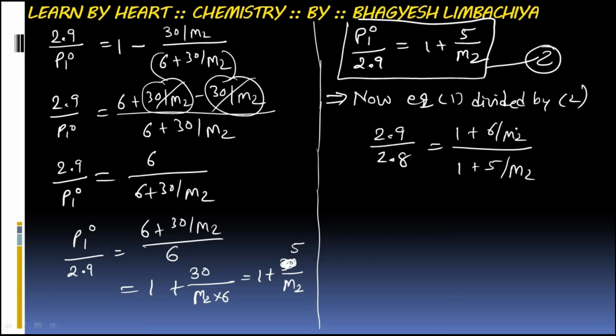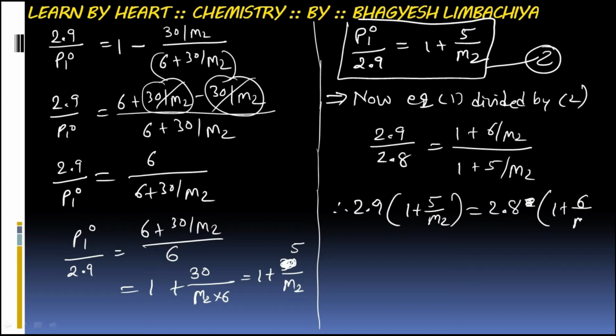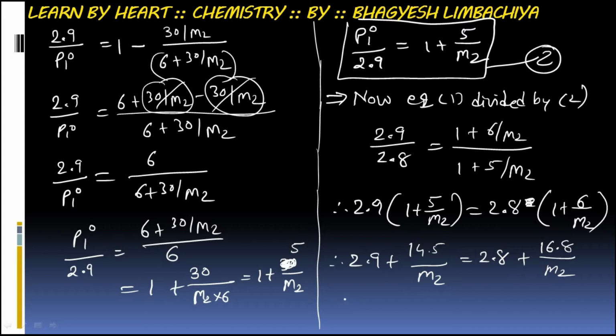And here 1 plus 5 by m2 is multiplied to the left hand side, and the 2.8 is multiplied to the right hand side. So 2.9 multiplied with 1 plus 5 by m2 equals 2.8 multiplied by 1 plus 6 by m2. So 2.9 plus 14.5, 2.9 and 5 both are multiplied by m2 equals 2.8 plus 16.8 divided by m2.